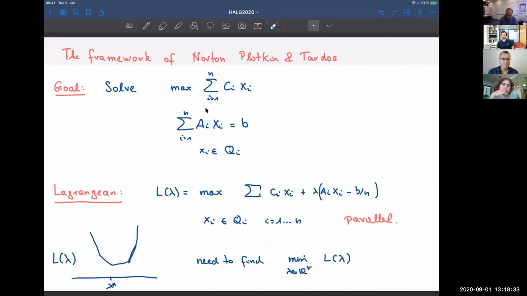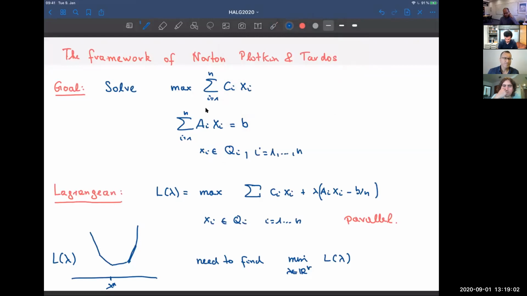Good. So here we go. This is what we have to do. We have to solve this maximization problem. We have to maximize the sum for i equal 1 until n of ci xi, and remind you here xi is now a vector of variables, a vector of variables corresponding to the polytope Qi, and we go here from i equal 1 until n.